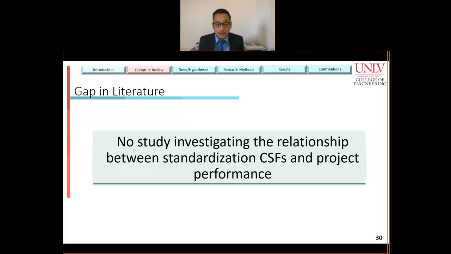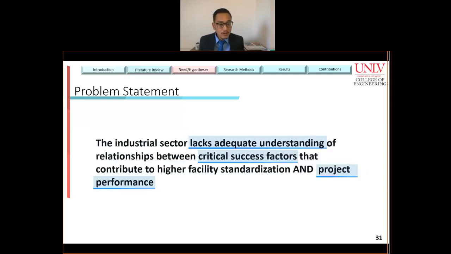Addressing this gap in literature is important, which brings me to the problem statement for this dissertation study. The industrial sector lacks adequate understanding of relationships between critical success factors that contribute to higher facility standardization and project performance.